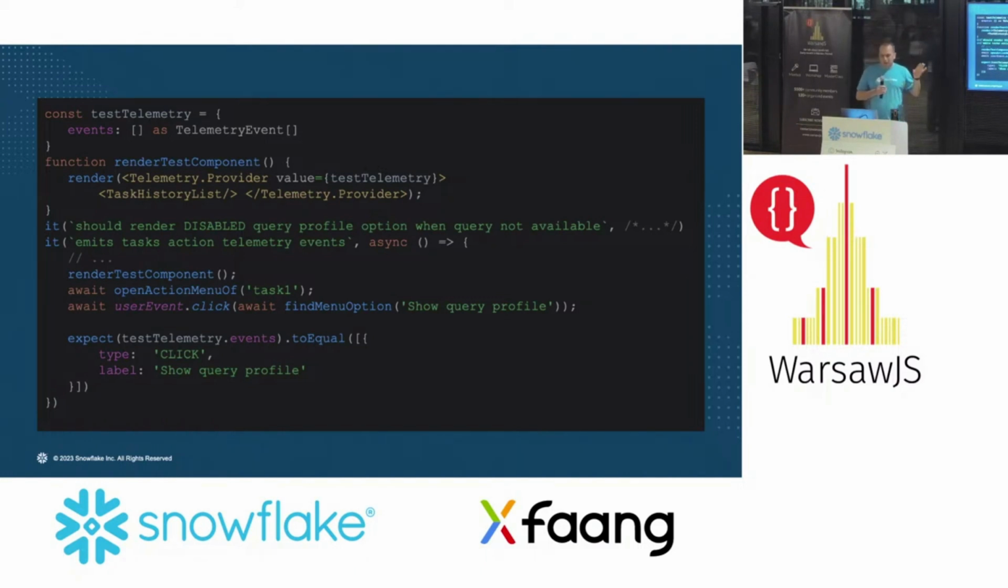So in the render test component, we have our component, and then we set up telemetry. Telemetry meaning that it's going to be gathering the interactions with the page to push it then to have the log of what the user is interacting with. And it's going to be placing it in the test telemetry object in the array. So the second test emits task action telemetry events, is rendering the component, clicking on the show query profile and checking if the registered events got this telemetry event. So can you guys think of how this could break when run together?